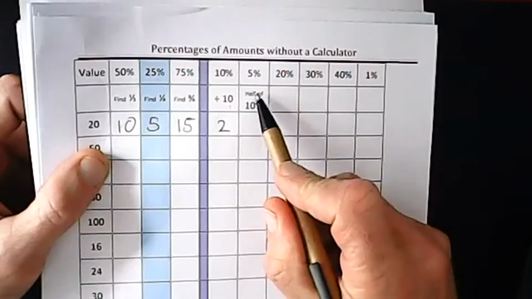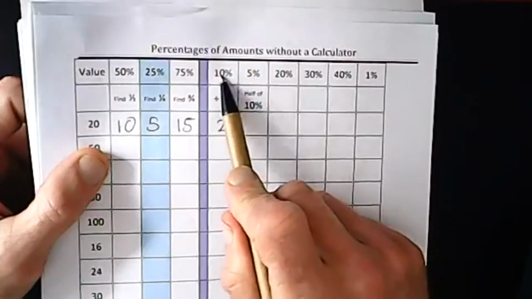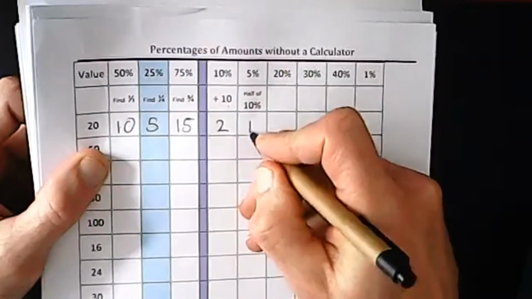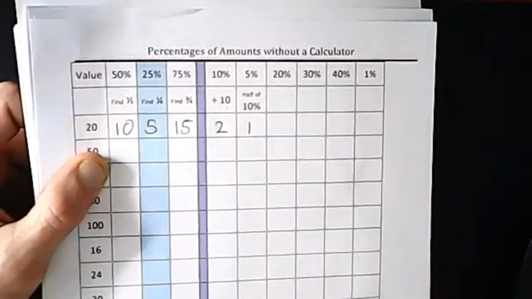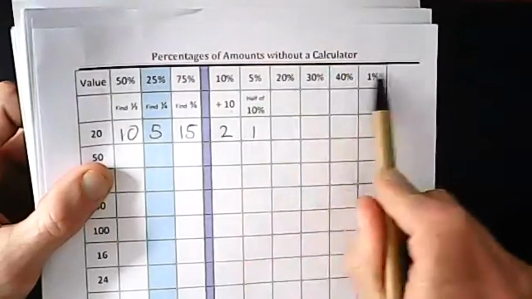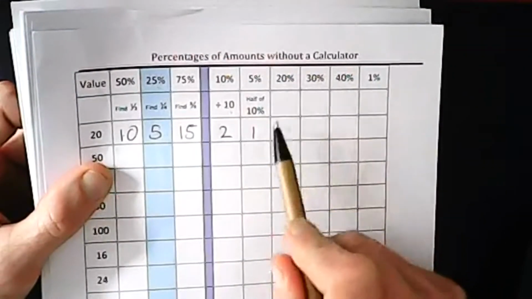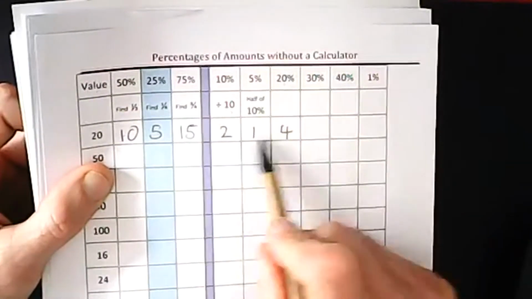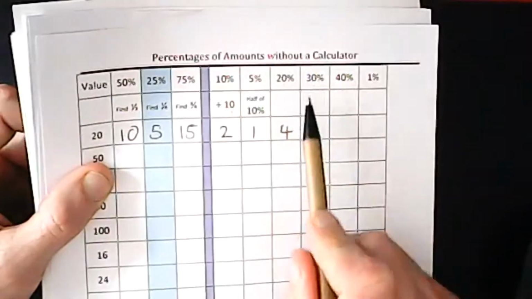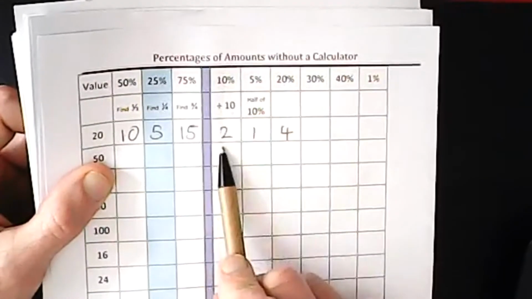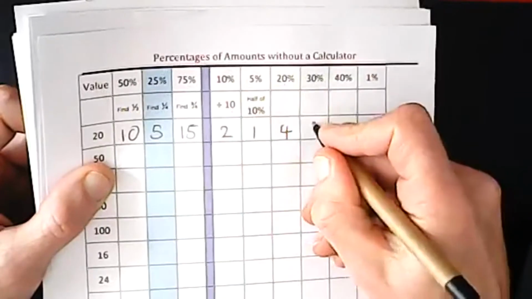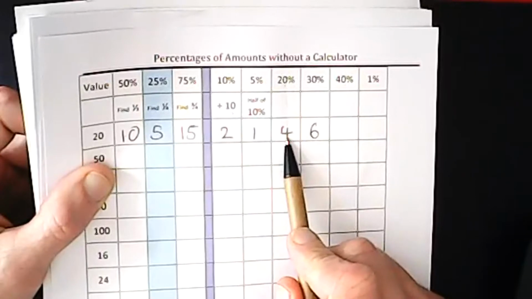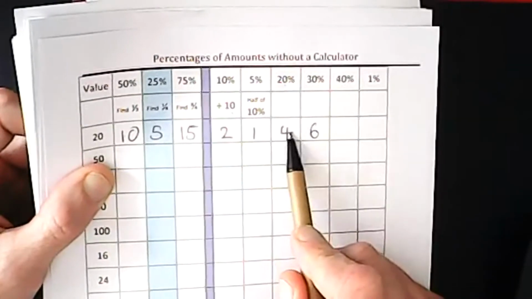Going on to the 5%. If you look at 10% and 5%, that's half of 10%. So half of 2 is 1. Getting that first step, everything else follows on. You're using these facts to make these facts. 20%, 2 lots of 10. 2 twos are 4. See how easy it becomes now. 30% is a 20 and a 10, so 2 add 4 makes 6. 40% is going to be 2 lots of 4, because 20% is 4. So 2 fours are 8.